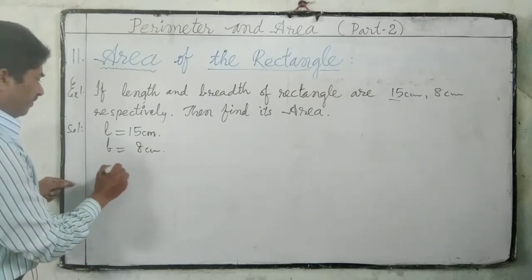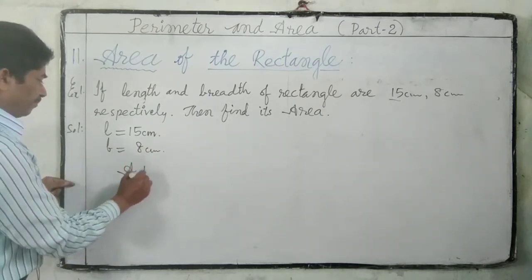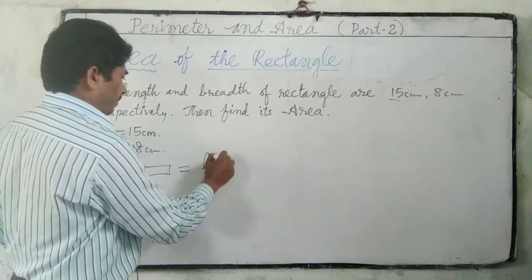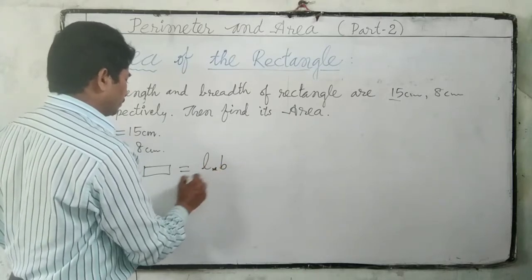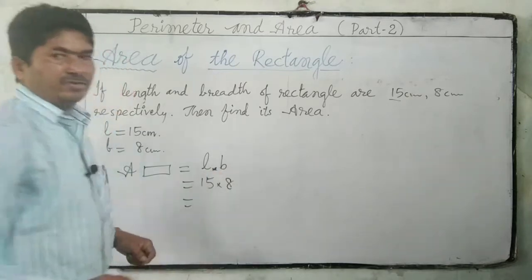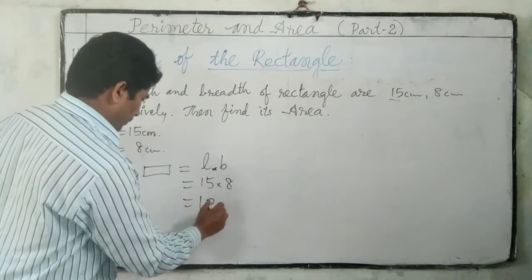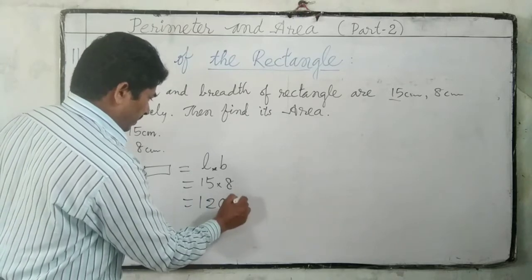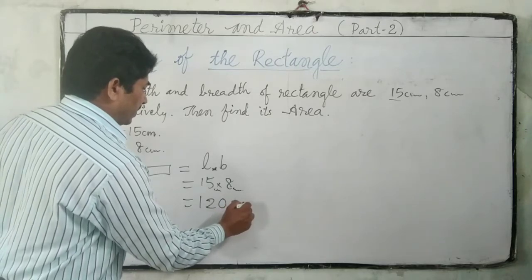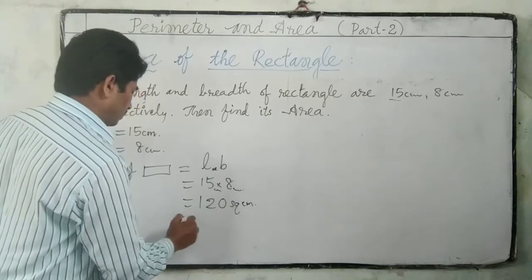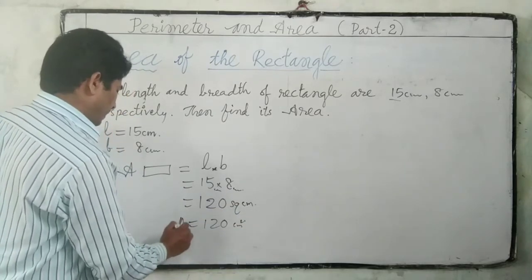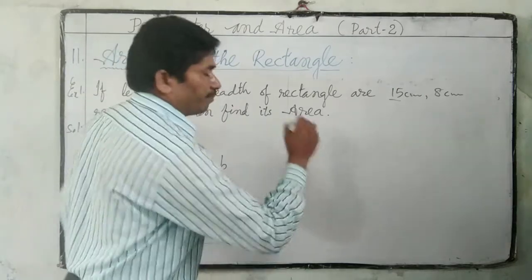So formula for finding area of a rectangle is L into B or LB. 15 8s are 120 square centimeters. These are centimeters, so we have to write square centimeters or 120 centimeters square. This is the area of rectangle.